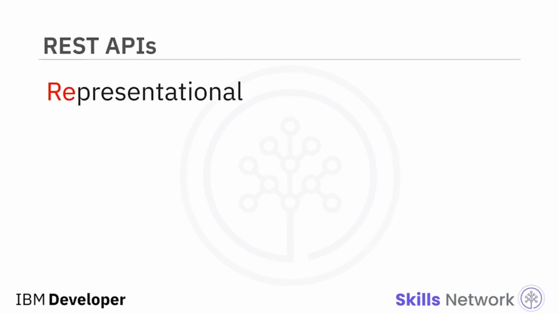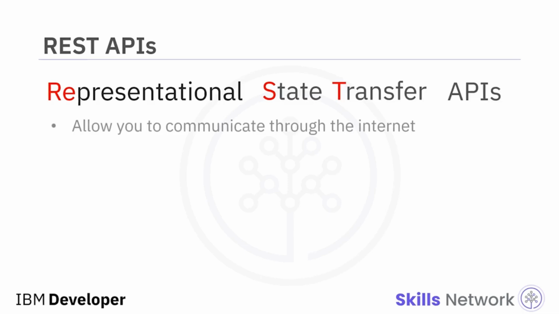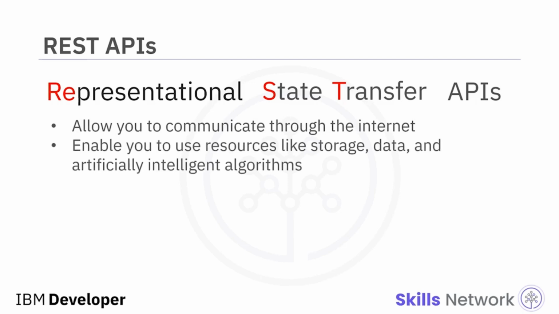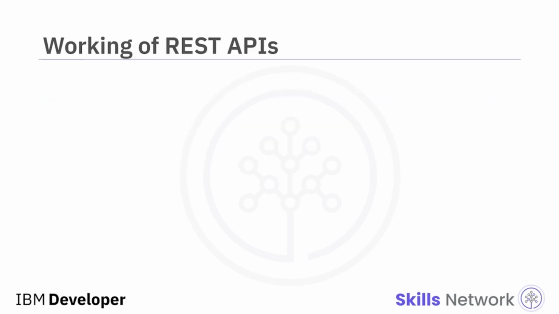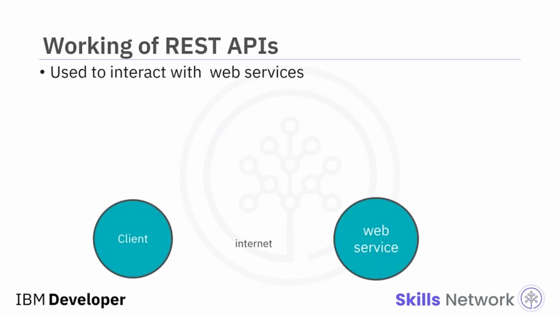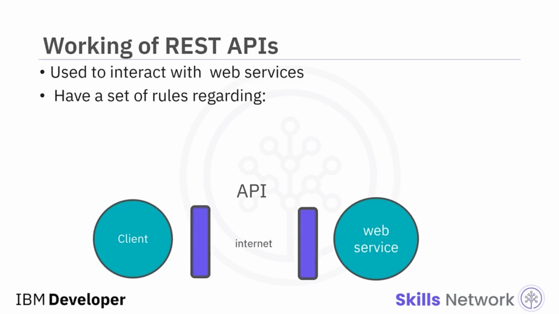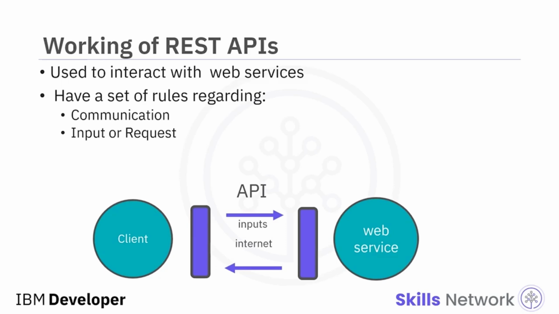So REST APIs are another popular type of API. The RE stands for representational, the S stands for state, and the T stands for transfer. They allow you to communicate through the internet and take advantage of resources like storage, data, artificially intelligent algorithms, and much more. In REST API, your program is the client. The API communicates with a web service you can call through the internet. There are rules regarding communication, input or request, and output or response.